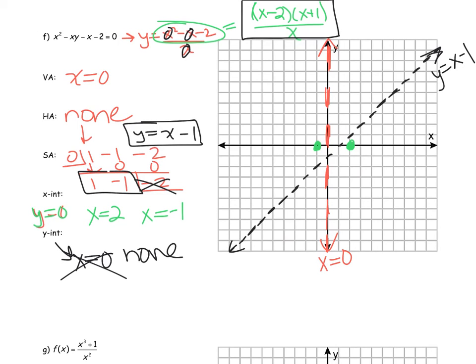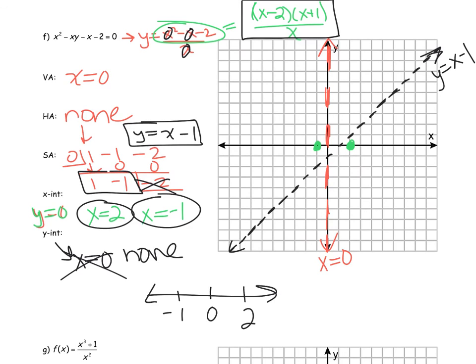Now you should probably partition your graph. We have to check out the x-intercepts and the vertical asymptote, so I have negative 1, 0, and 2. Here's probably where I would pause the video and check what those values are going to be in between, whether they're positive or negative. I'm going to quickly draw those in, and this is something you should double check on your own, but they will be negative, positive, negative, and positive.